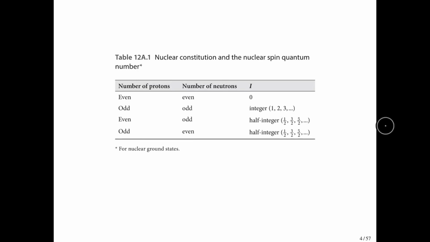This table here lists values of I that you would expect for isotopes with different parity as far as the number of protons and neutrons that they have. And so I think for carbon-13, we would have an even number of protons but an odd number of neutrons, giving you half integer values of spin. However, for the proton, you would have an odd number of protons and 0 neutrons. You would also get a half integer spin there.